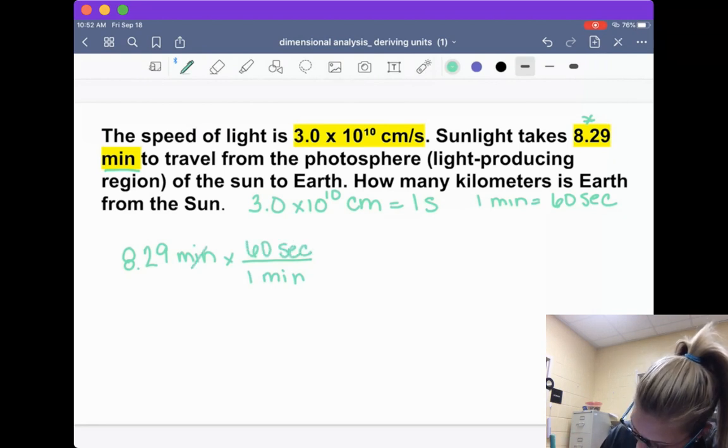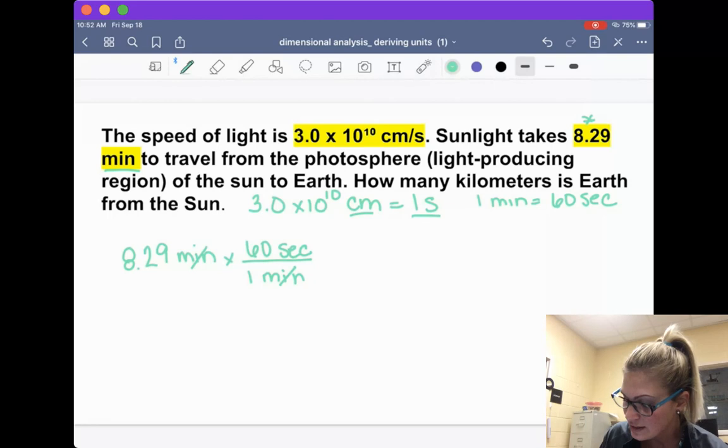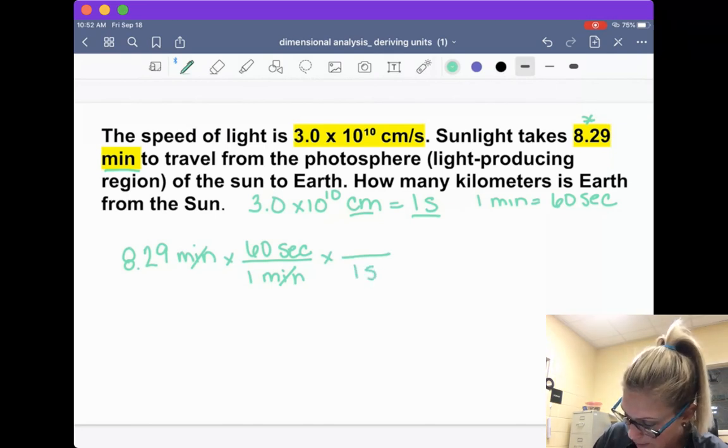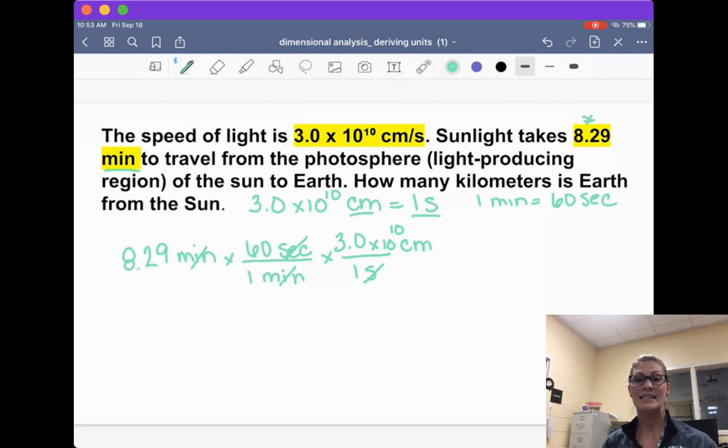Now minutes are going to cancel, so now we are in seconds. Because we're in seconds, we can go ahead and use our conversion factor up there, because you can see for every 1 second, this is how many centimeters we're going to move. So I'm going to place that in my fractional form. Because seconds was the numerator in the previous step, it's going to become our denominator in the new step. So 1 second, and then the 3.0 times 10 to the 10 centimeters. Now we're out of seconds, and we're left in centimeters.